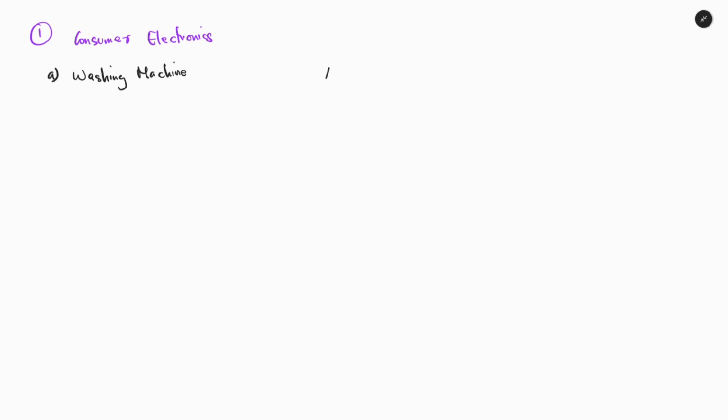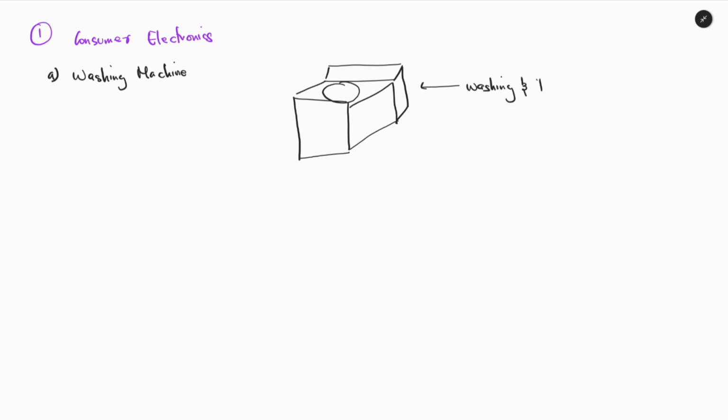We all know that a washing machine may look something like this, where it has a specific task, and this specific task is washing and, let's say, drying clothes. And this is an electronic system.